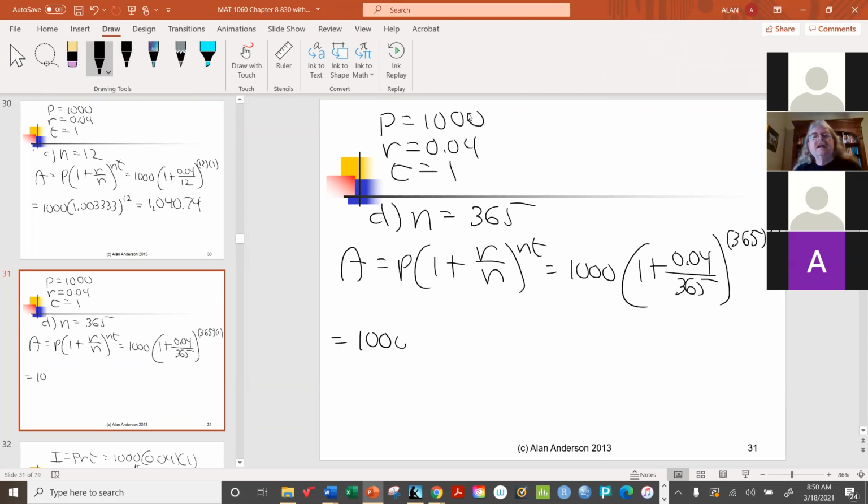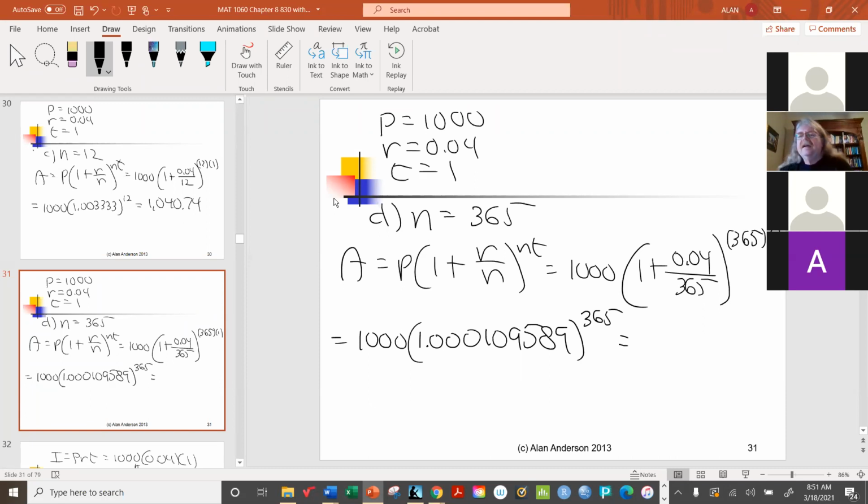So you have 1,000 times now. Yeah, this number is pretty scary looking. 0.04 over 365 is approximately, the calculator that I have here shows 0.00109589. Man, that's a big number. I mean, that's a big exponent. It's a tiny number. So if you do it with that many digits, yeah, you actually have 1,040.